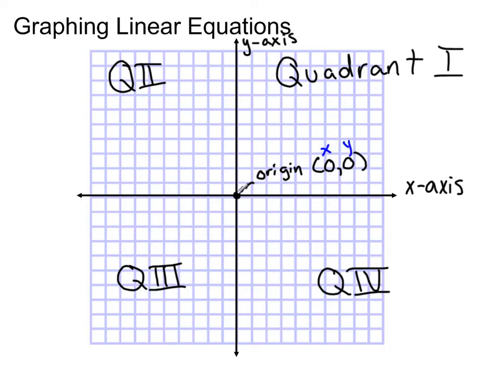At this point, where the origin, where they intersect, x is 0, and y is also 0. X is always first whenever we talk about an ordered pair. So let me quickly write that off to the side. What we call an ordered pair is usually a point in which we have x comma y.